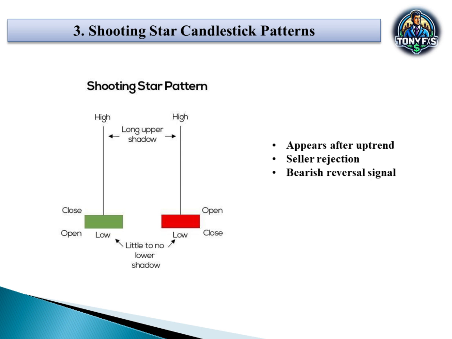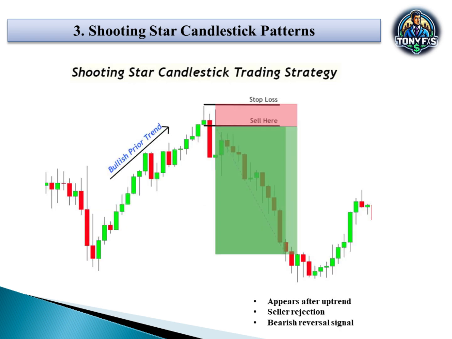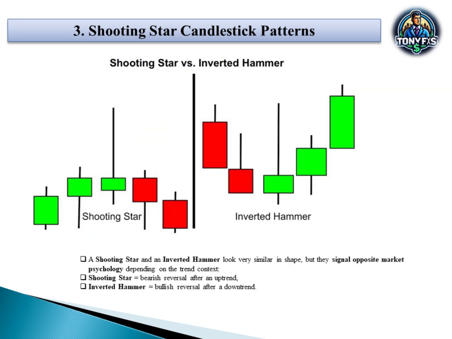Okay, and it always appears after an uptrend. Watch carefully and look at the picture that I've shown here. It has a small body and a long upper wick. Now this one, what does it tell you? This shooting star candle pattern, what does it tell you? This shows us that buyers tried pushing price higher, but sellers rejected the move aggressively.